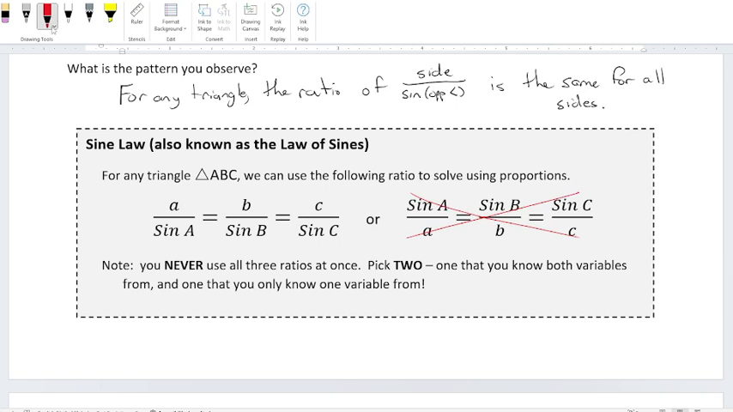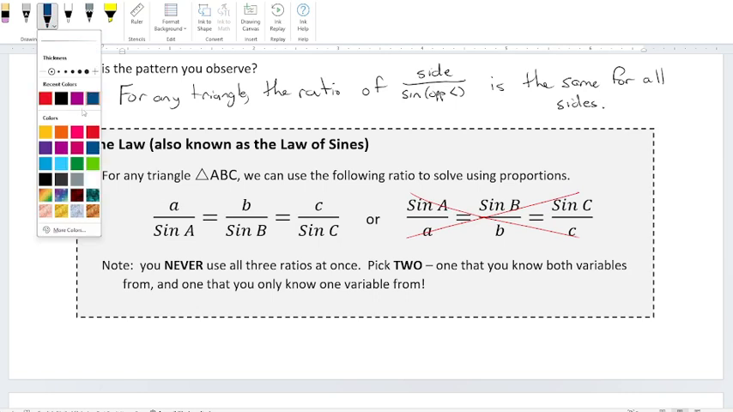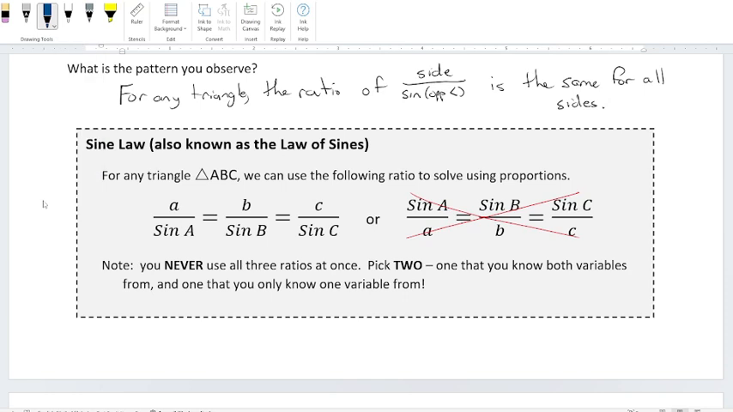And one thing to remember is when we're solving with a proportion, we need two ratios where we know 3 of the values and we have 1 unknown. So you would never have all 3 of them. We might use this one and this one, or the first one and the third one, or the second one and the third one, but never all 3 at the same time. If you try and use all 3 at the same time, you're going to get yourself into a mess. You have multiple equal signs. We don't know how to solve it, so we just pick the 2 that work.